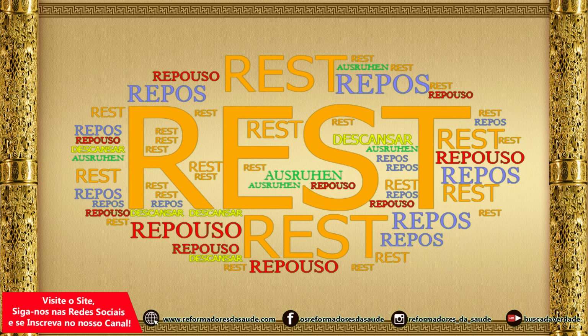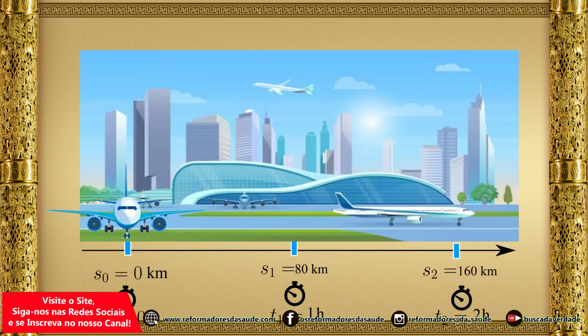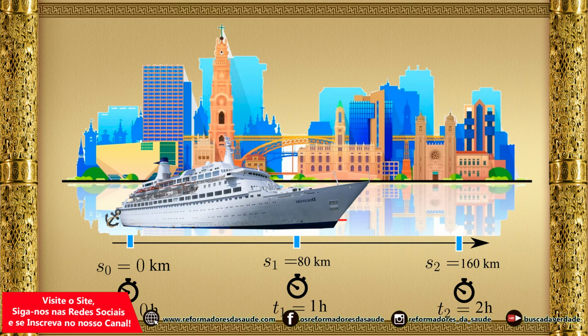When is a body or object at rest? A material point is at rest in relation to a given reference when its position, and that reference, does not vary over time. A plane is parked at the airport, which is the reference, the plane has not changed its position, so it is not moving, therefore it is at rest. A ship is anchored in the port, which is the reference, the ship has not changed its position, so it is not moving, therefore it is at rest.